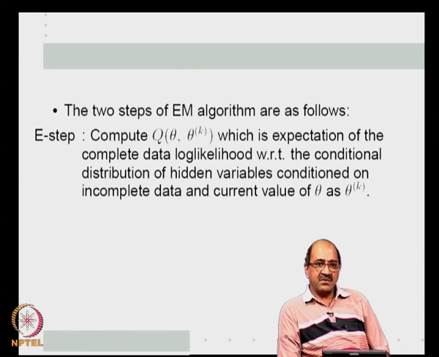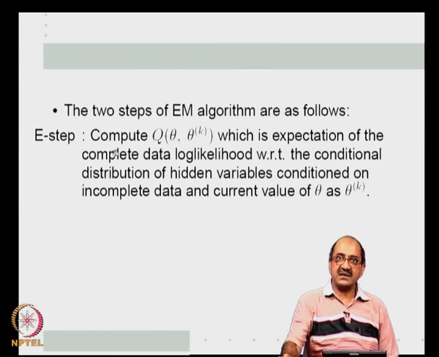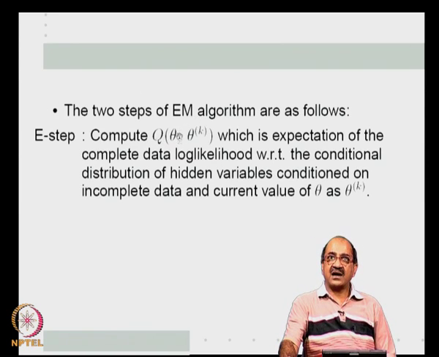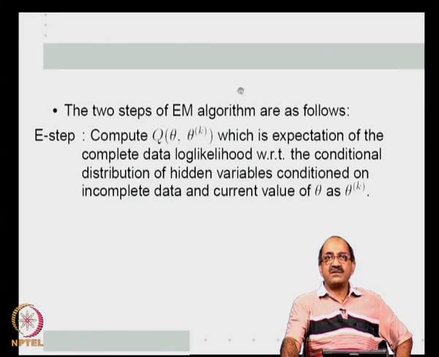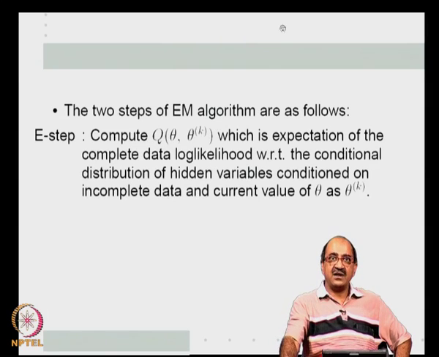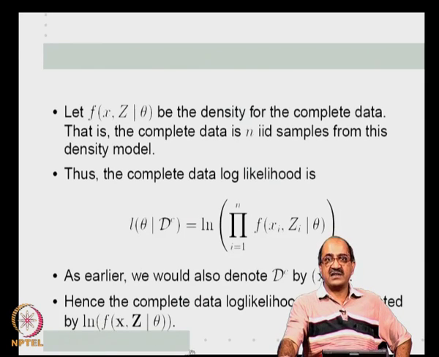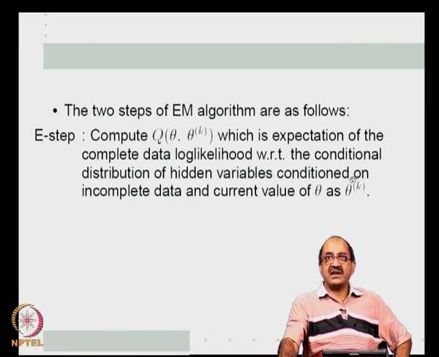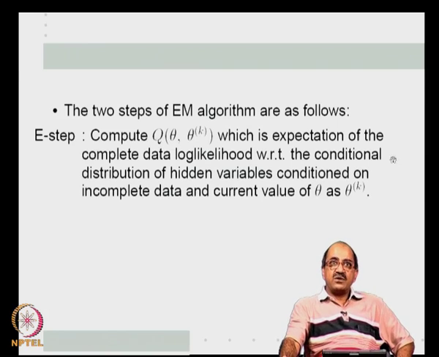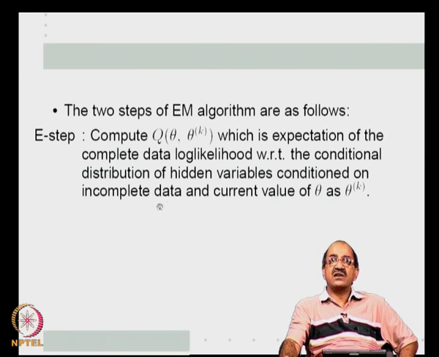At a given step, I am in the kth iteration, let us say, and my current values for the estimated parameters are represented by theta superscript k. Given the current estimated values theta k, I compute a function of theta, which I call Q of theta, theta k, because while it is a function of theta, it also depends on the current estimated values. What is this function? It is the expectation of the complete data log likelihood, that is, you take the expectation of ln f of x, z given theta, with respect to the conditional distribution of hidden variables conditioned on the incomplete data and the current value of theta, which is theta k.